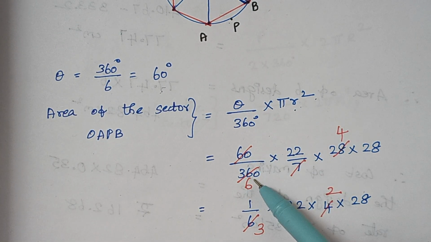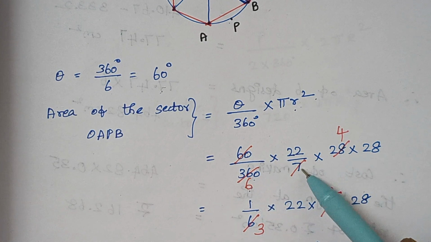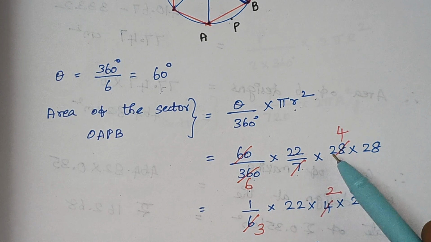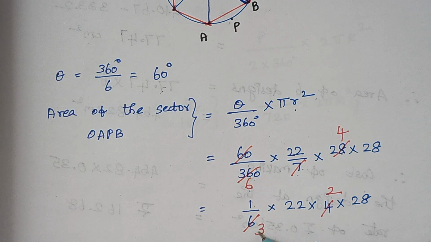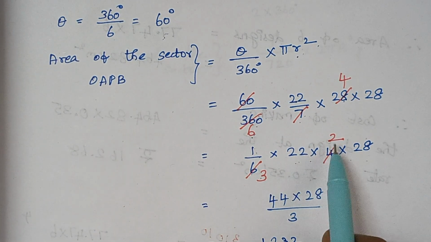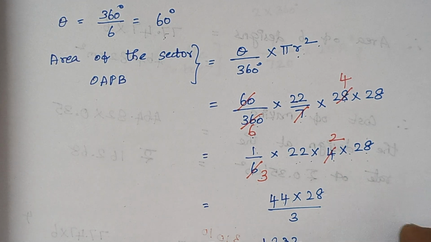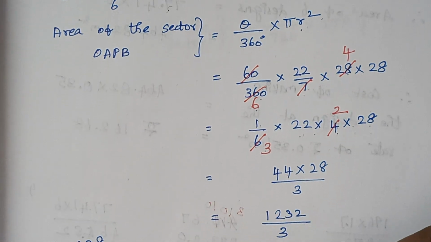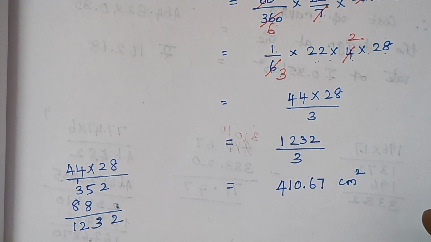So 60 and 360, it is 6 times. 6 sixes are 36. So here comes 6, and 7 fours are 28, so 7 and 28 cancel each other. What are the remaining terms? Here 1 by 6 into 22 into 4 into 28. Again this 6 and 4 can be cancelled, so 3 and 2. So 22 into 2 is 44 multiplied by 28 divided by 3. What is 44 into 28? It is 1232.